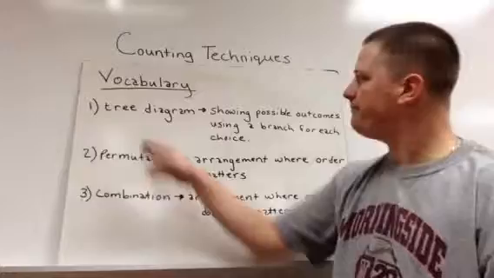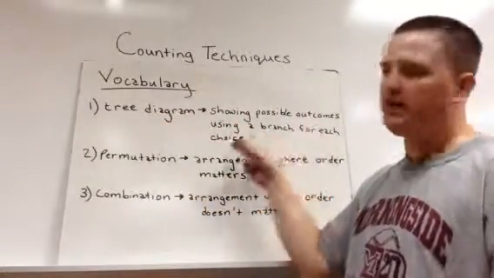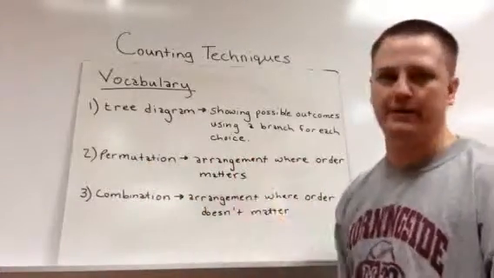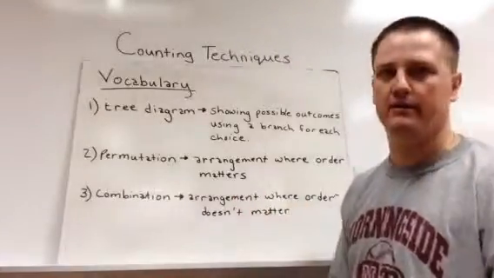Our vocabulary: tree diagram, showing possible outcomes using a branch for each choice. Permutation, arrangement where order matters. And combination, arrangement where order doesn't matter.